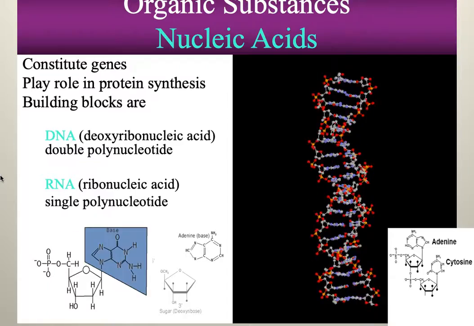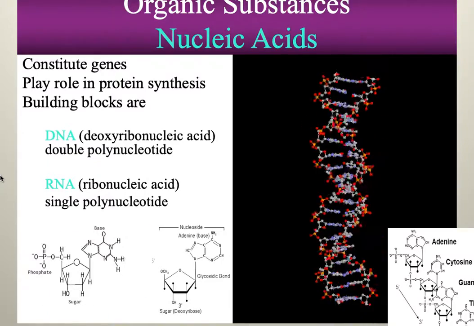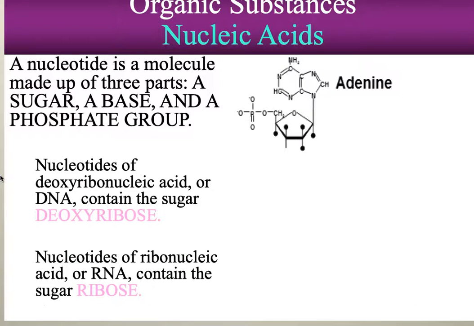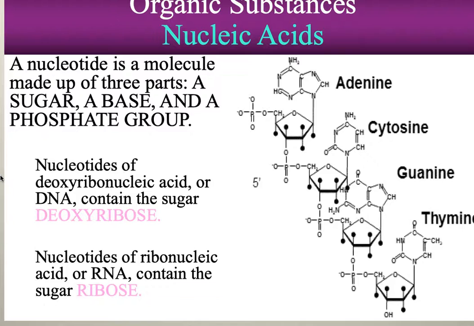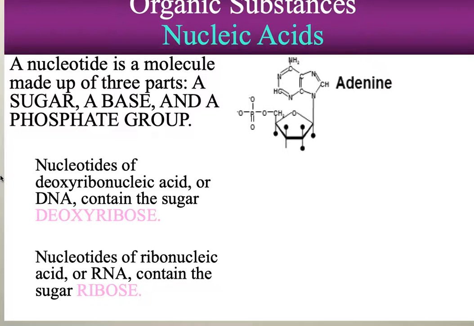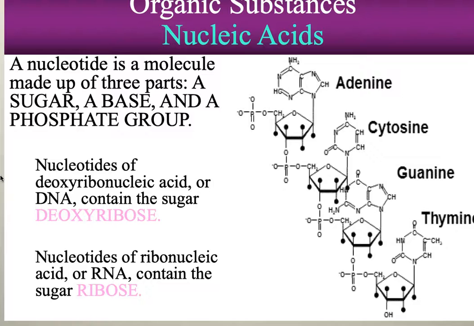Okay, DNA and RNA, they give us our genetic material. These are the traits that get passed down from our parents to us. The basic parts of a nucleotide are a sugar, a phosphate, and a base. The sugar in DNA is deoxyribose. The sugar in RNA is ribose. I'd like you to know those names, but we'll get more into those when we actually do our DNA unit.